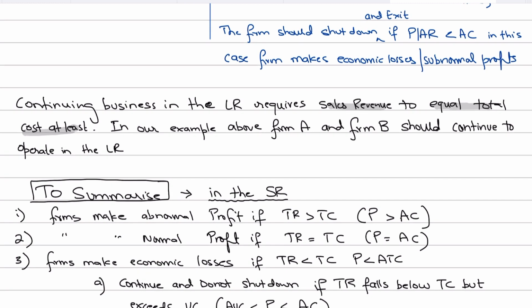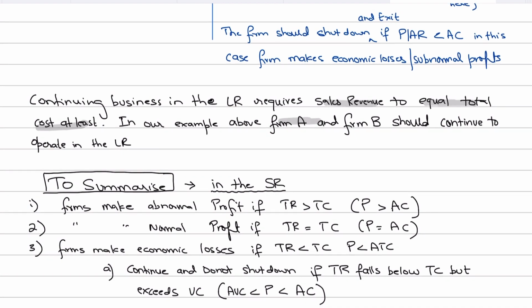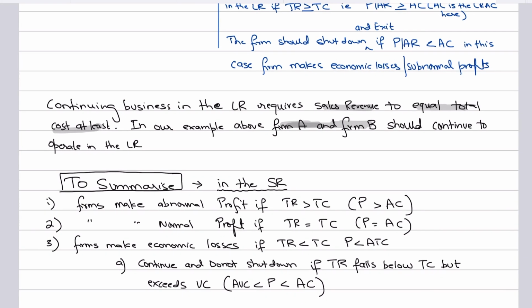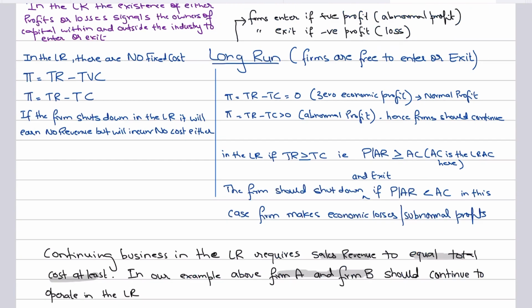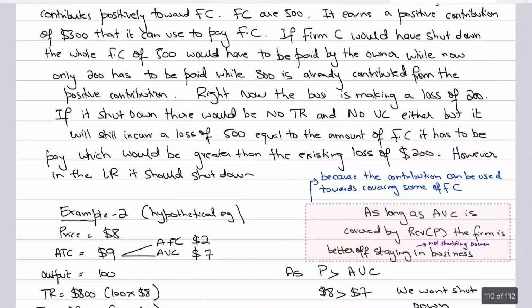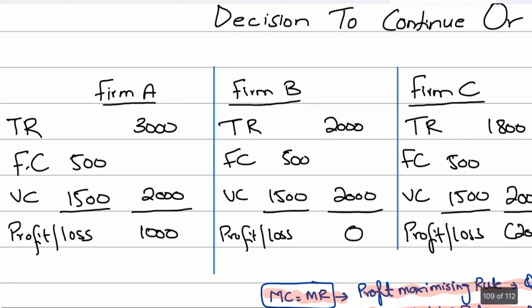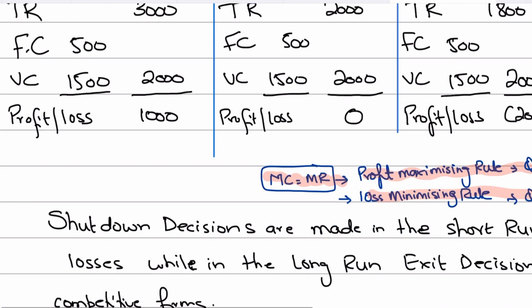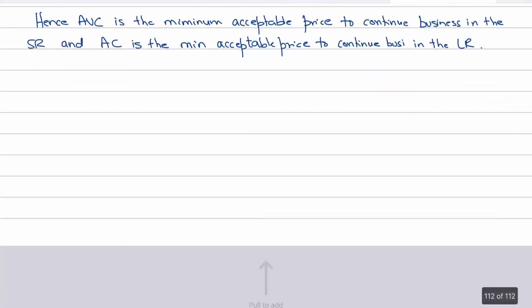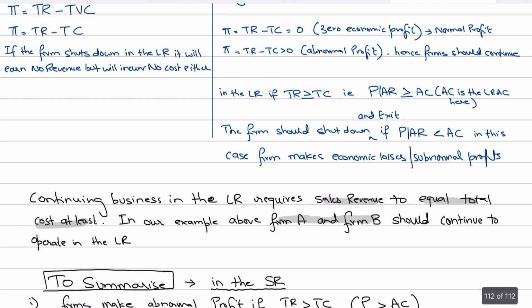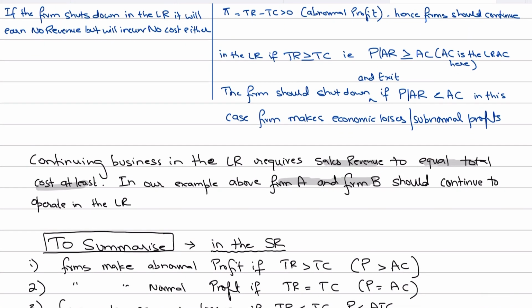So like in our above example, जैसे कि firm A और firm B की हम बात कर रहे थे, firm A and firm B should operate in the long run because they were making normal profits and abnormal profits. So firm A was making an abnormal profit of $1,000 while firm B was only making a normal profit. There was an economic break even basically, right? So firm A and firm B should continue in the long run.